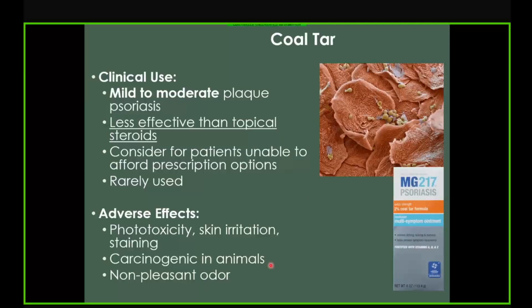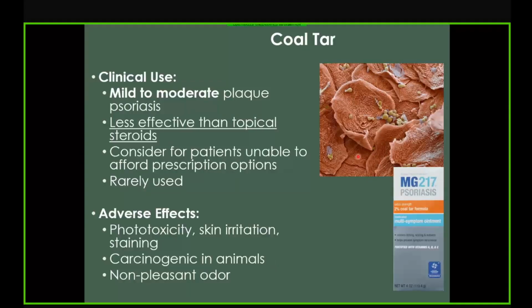Looking at your coal tar. This is for mild to moderate psoriasis. Again, not as effective as my topical steroids, but this is a cheaper option if someone does not have insurance, but it is also a messier option. You can see the photosensitivity and skin irritation happening. And because of how messy it is, this is almost exactly what it kind of looks like on people's skin.